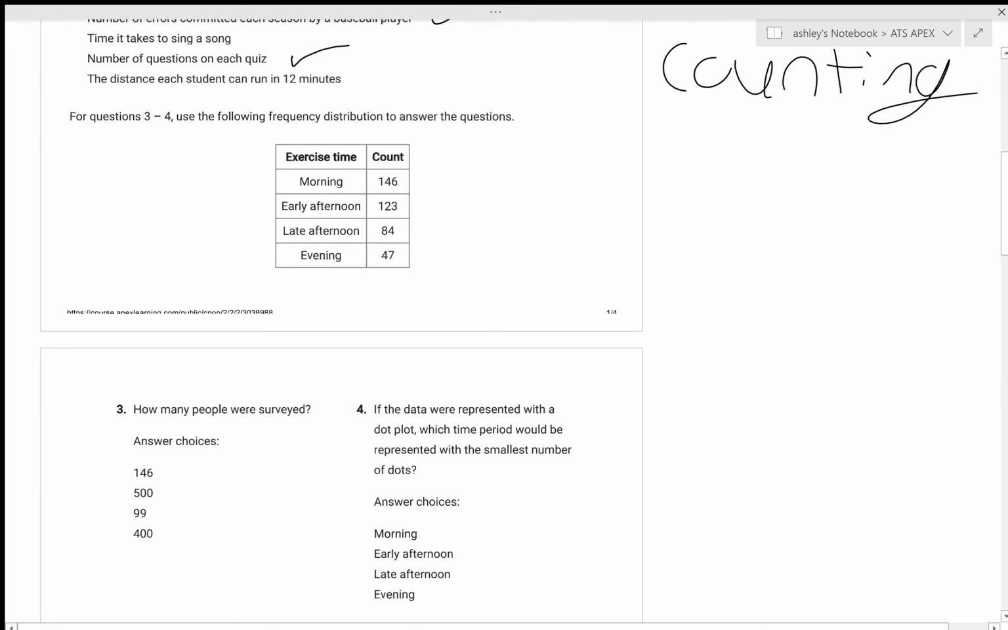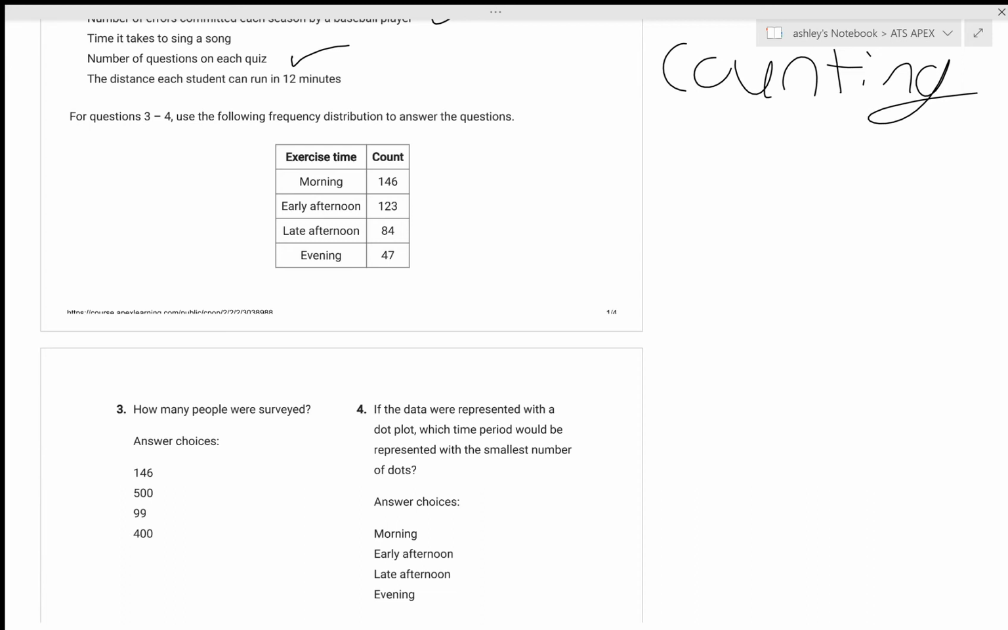All right, so this little chart here is a frequency distribution. What you see here is the exercise time and the count. So we asked people, when do you exercise? Morning, there's 146 people. Early afternoon, late afternoon, evening, you see the number of people who said that's when they exercise. So for number 3, it says how many people were surveyed. Do some addition there, add them up, you'll get your answer. I won't spend time adding up. Just add up the morning, early afternoon, late afternoon, evening.